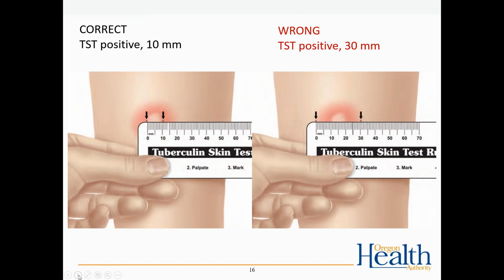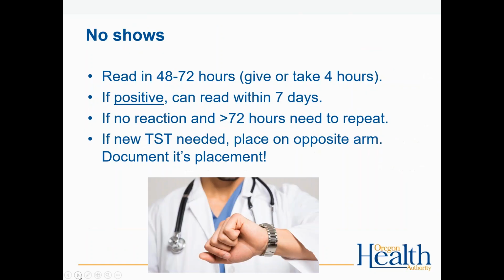Okay, so here you go. That's the correct way to measure it and the wrong way. A lot of times, and this is one of the problems with the TB skin test, people don't come back for the read. So you want them to come back in 48 to 72 hours. You don't need to be super obsessive compulsive about that, so we just say give or take 4 hours or so. And again, if it's positive, you can read it within 7 days. If there's no reaction and more than 72 hours have passed, you need to repeat the test. And again, if you need to do a new one, do it on the opposite arm.